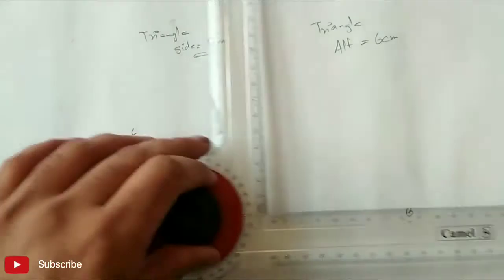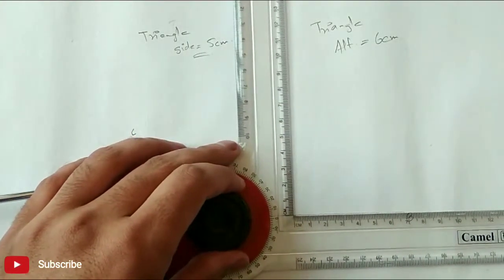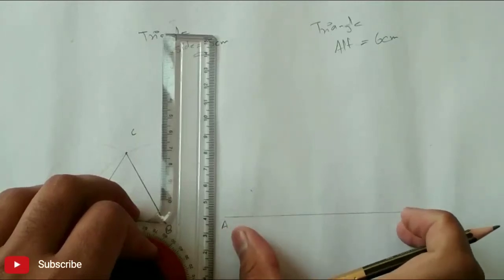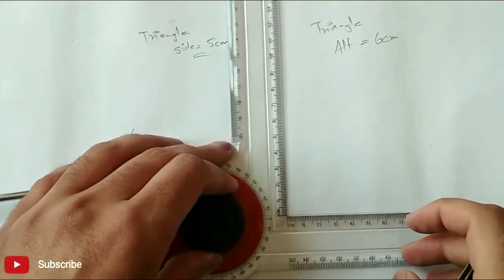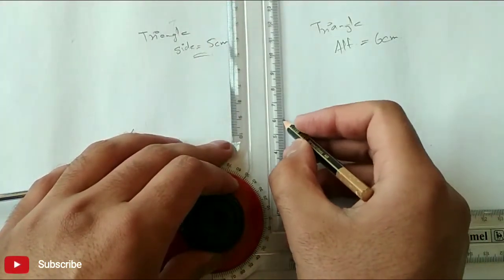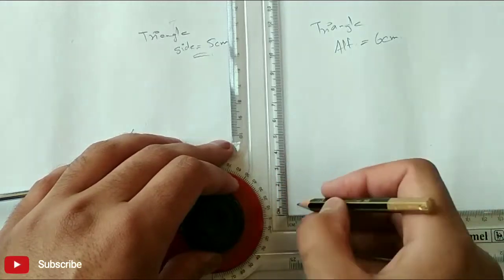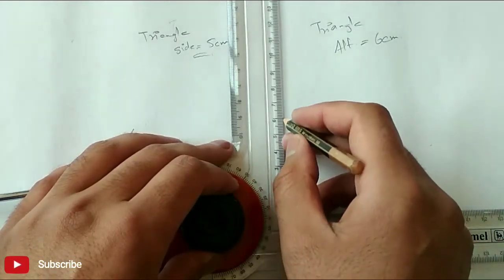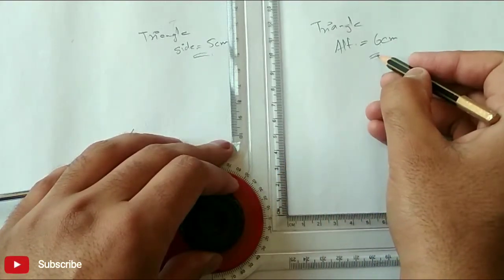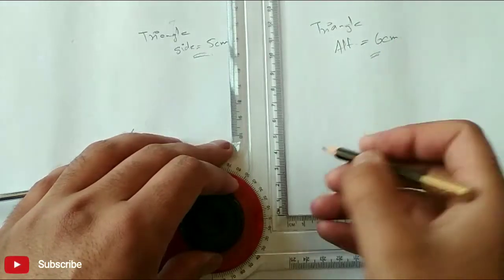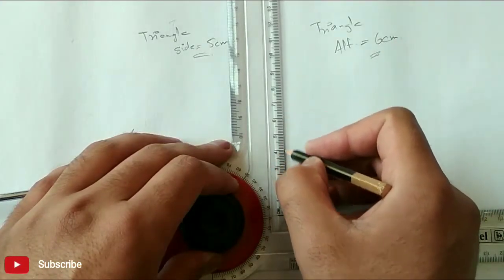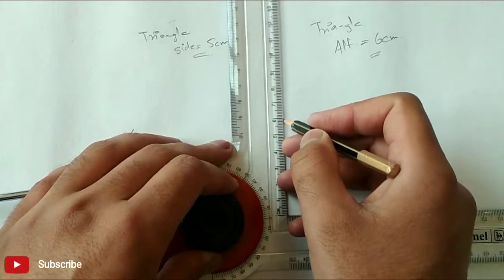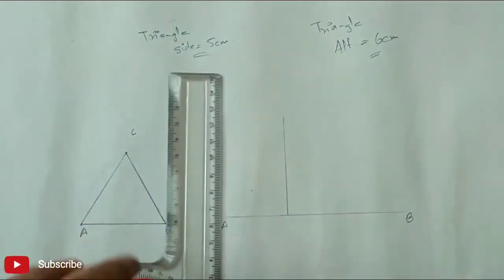Alright, next you need to draw a perpendicular line at any point on this line AB. So here is the perpendicular, this will be the altitude of my triangle. How much? It is given in the question that the altitude of your triangle is equal to 6 centimeters. So I'll take this 6 centimeters, but this line should also be dim. So here is a 6.